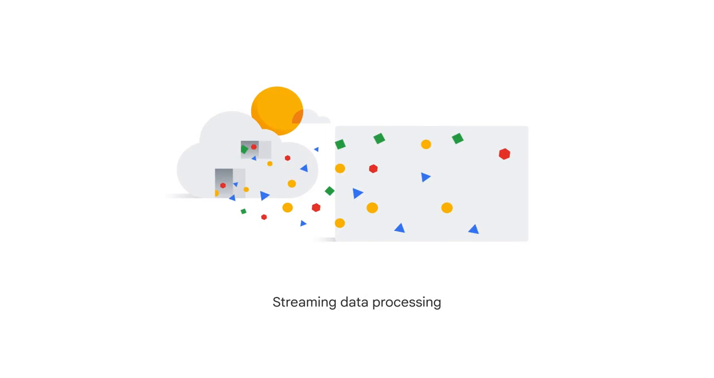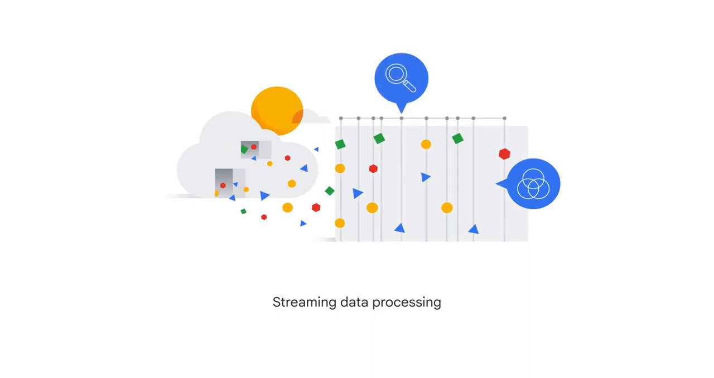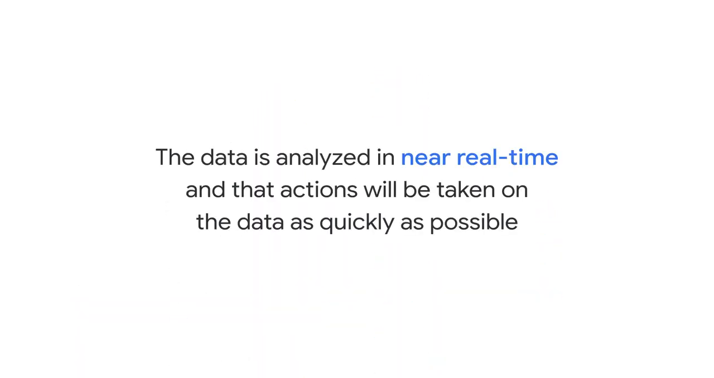Streaming data is a flow of data records generated by various data sources. The processing of streaming data happens as the data flows through a system. This results in the analysis and reporting of events as they happen. An example would be fraud detection or intrusion detection. Streaming data processing means that the data is analyzed in near real time and that actions will be taken on the data as quickly as possible.